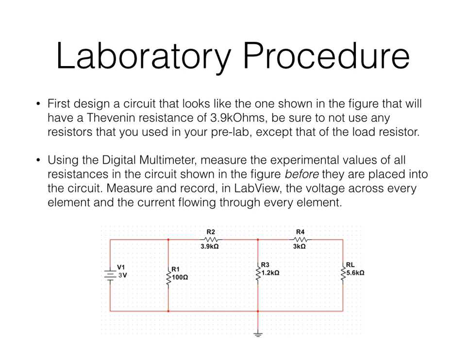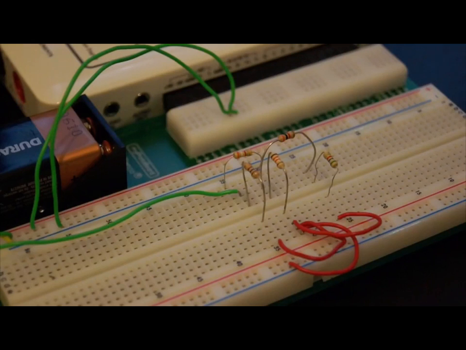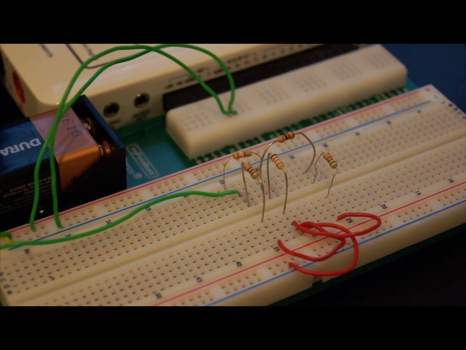Using the digital multimeter, measure the experimental values of all resistances in the circuit shown before they are placed into the circuit. Measure and record in LabView the voltage across every element and the current flowing through every element. Similar to the pre-lab, we also need to measure and record the voltage across every element and the current flowing through every element.